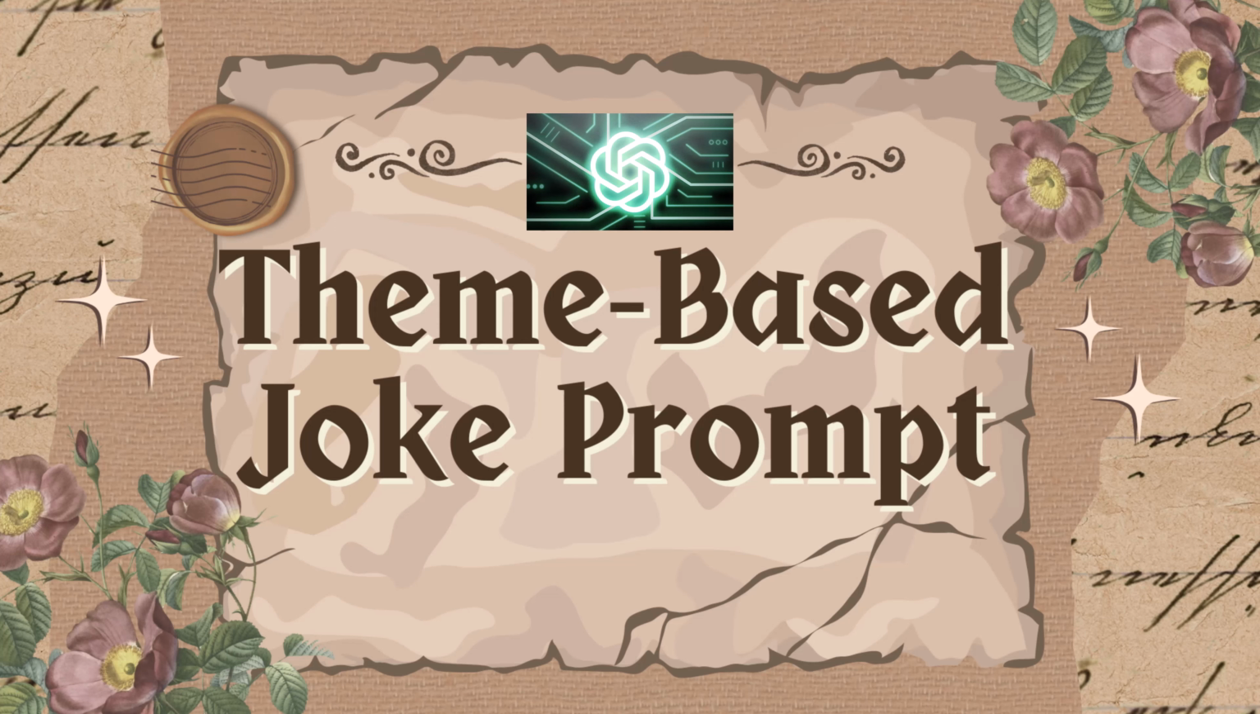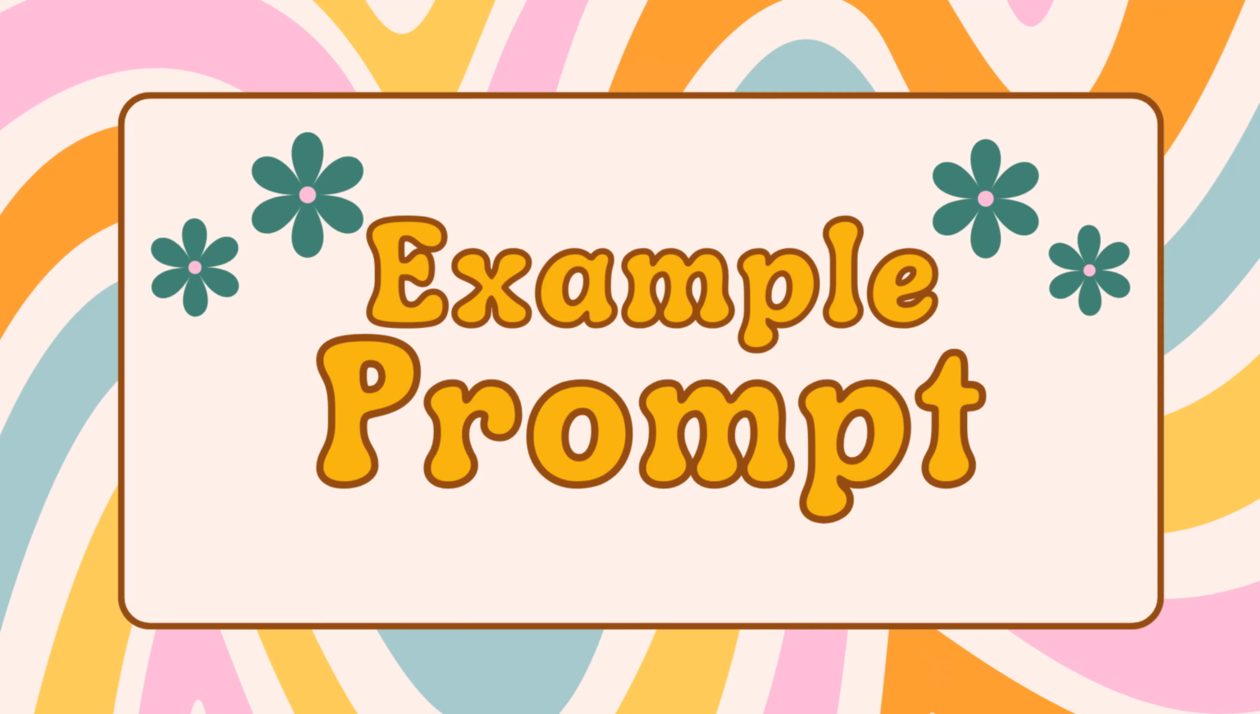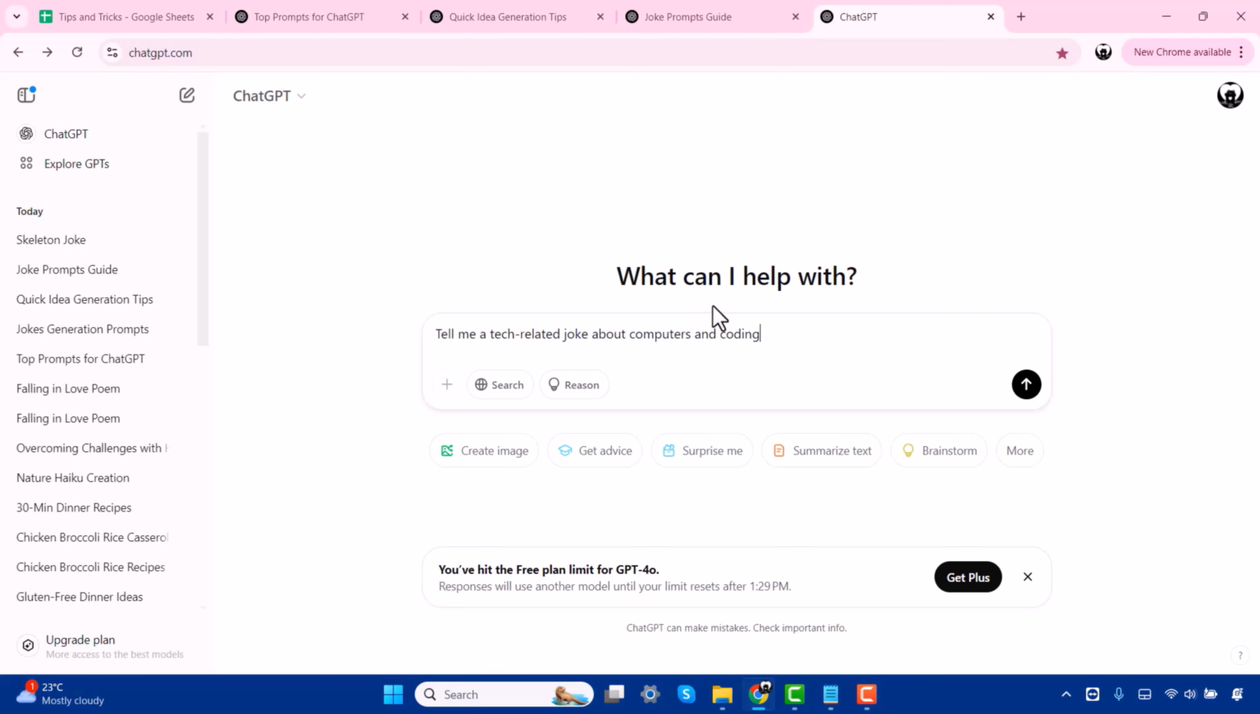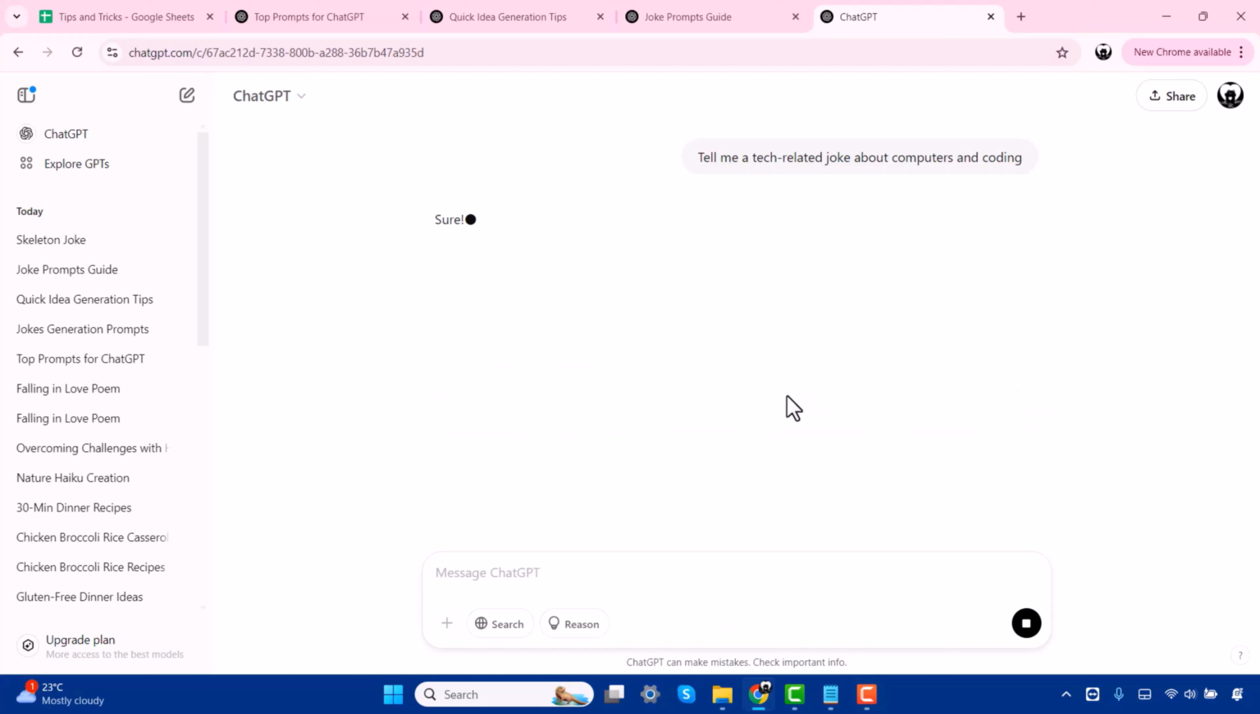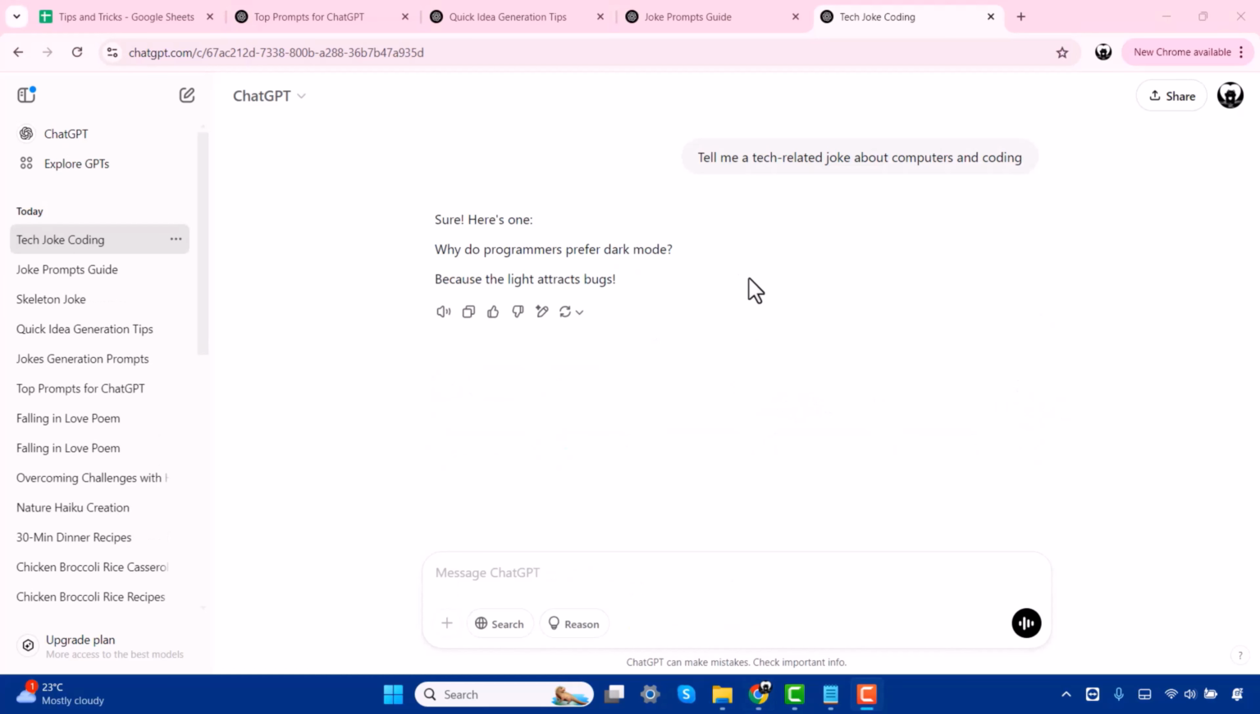Number 2. Theme-based joke prompt. Example prompt: tell me a tech-related joke about computers and coding. Here, you have to tailor the joke to a specific theme such as animal, work, technology. This gives a unique flavor to the humor. Here's the result.